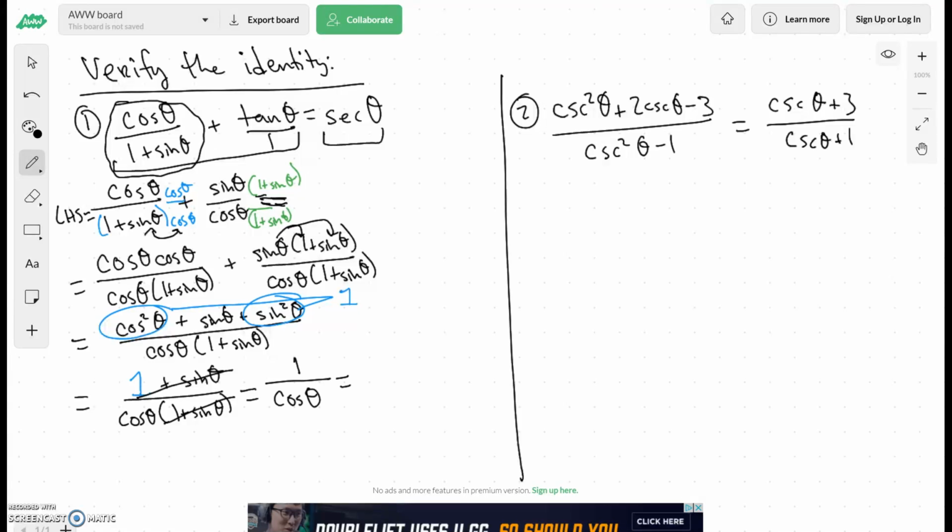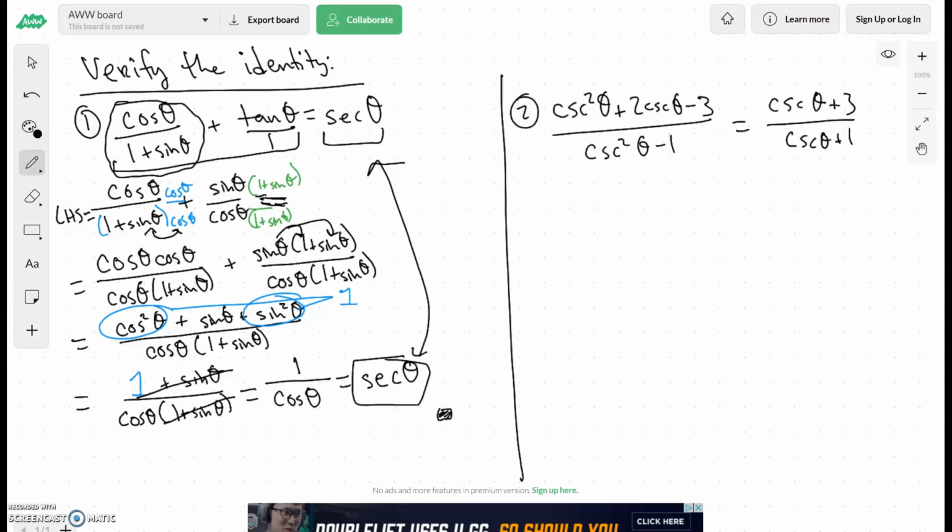And I know what 1 over cosine theta is. So that's just going to be equal to secant theta. Now this thing is now equal to the right-hand side, so I have officially finished this proof. Okay, so I verified both sides. Or I verified that side to get secant theta.